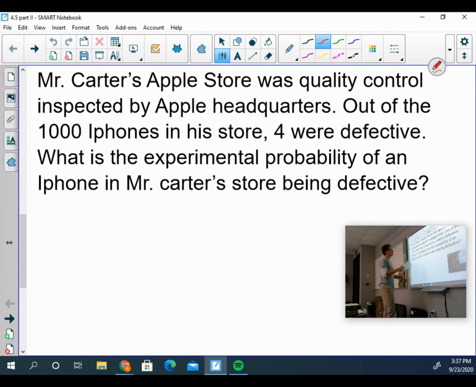Okay, so let's do an example. Mr. Carter's Apple store was quality control inspected by Apple headquarters. Out of the 1,000 iPhones in the store, 4 were defective. What is the experimental probability of an iPhone in Mr. Carter's store being defective? Okay. Out of the 1,000 iPhones in my store, 4 were defective. What is the experimental probability of an iPhone being defective? Okay? What I want you to do is to go ahead and try this problem on your own. See if you can figure it out.